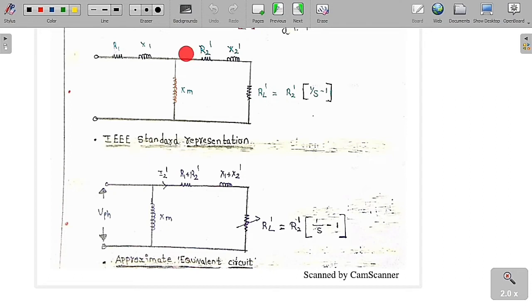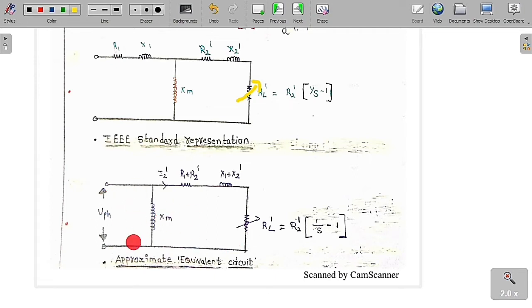So this is called I2 dash. Therefore here R1 plus R2 dash, X1 plus X2 dash, and RL dash is equal to R2 dash into (1 by S minus 1). This is a variable resistor. Here also you have to keep a variable arrow. So therefore just bring this one and keep it here. So you are going to get it like this.